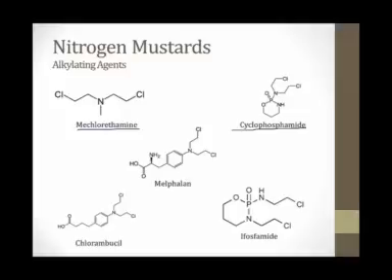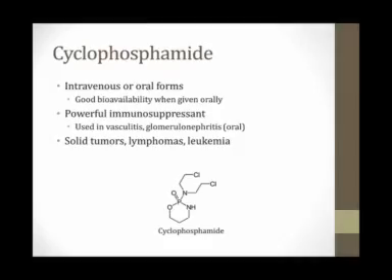Cyclophosphamide is a very commonly used alkylating agent in this class. We'll talk about it in more detail in a few slides. Other nitrogen mustard alkylating agents include melphalan, chlorambucil, and then finally ifosfamide is actually a slightly different structure. It does not have a central nitrogen, but it still has two chlorine atoms, and it functions very similarly to all the nitrogen mustards. So let's focus on cyclophosphamide, which is one of the most commonly used drugs in this class.